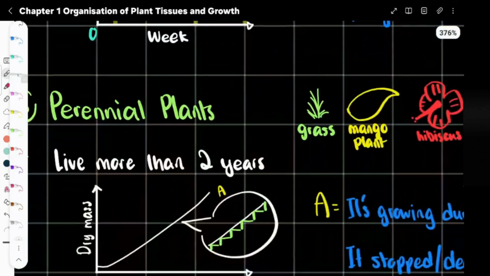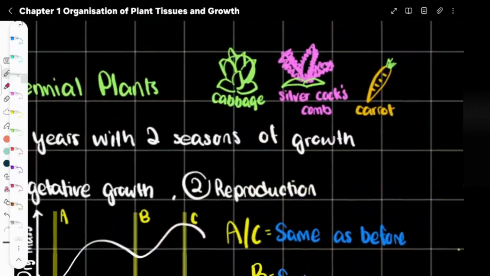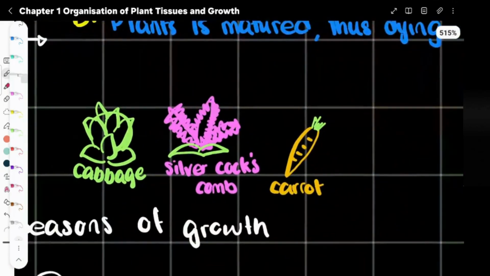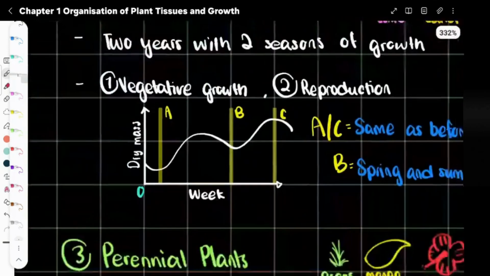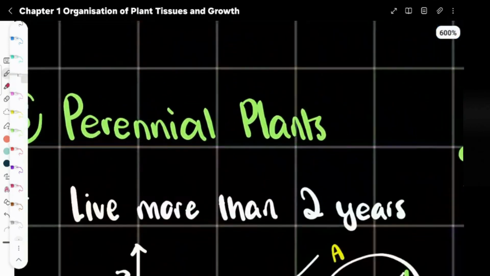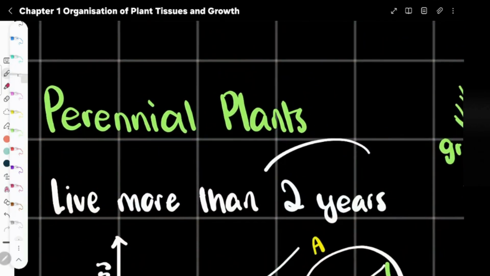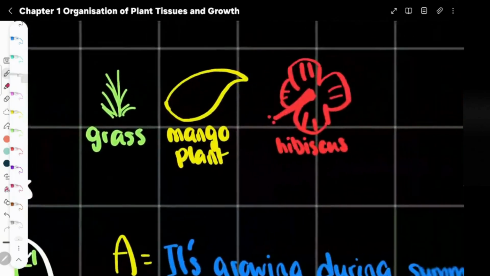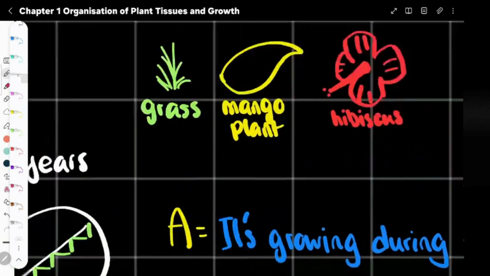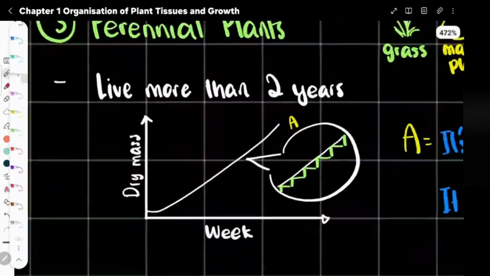Now, the biennial plants are cabbage, silver cockscomb, and also the carrot. Okay, that is the biennial plants. Now, perennial plants. A perennial plant lives more than two years. So it will be something that you see a lot: grass, mango plant, and hibiscus.